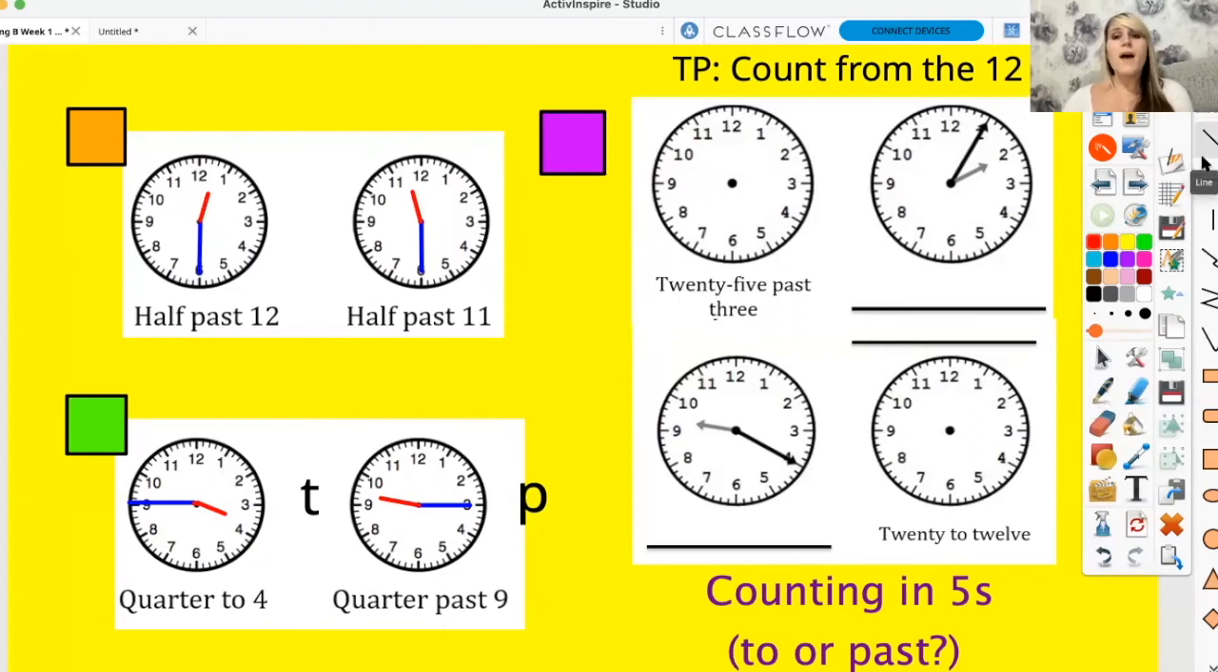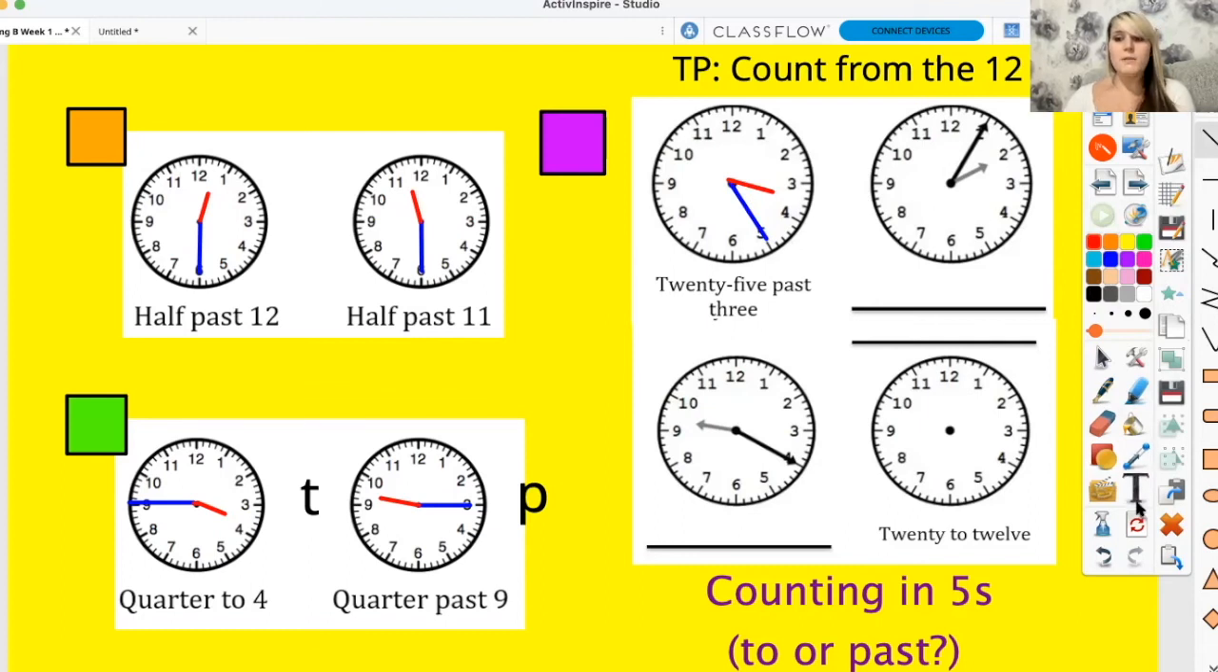And then as you move on to purple, we need to count from the 12 to label it. So 3. I'm going on the past side and I'm counting in 5s until I get to 25. 5, 10, 15, 20, 25. So my minute hand is pointing at the 5. If I know 5 times 5 is 25, I wouldn't need to count. So the minute hand is on the 5 because it's 25 minutes past the 3. So not quite half past, but it has gone quite a way past the 3. So an hour hand that is past the 3 and coming up to the 4.